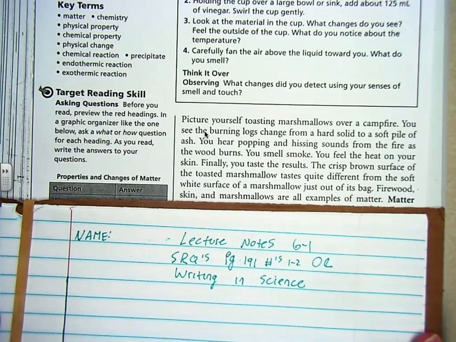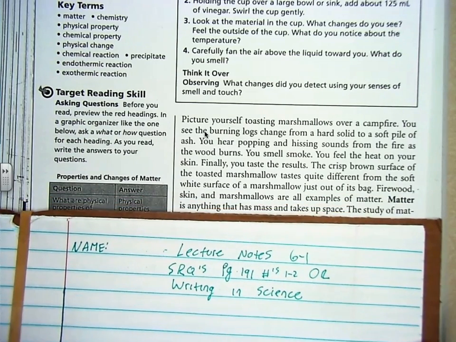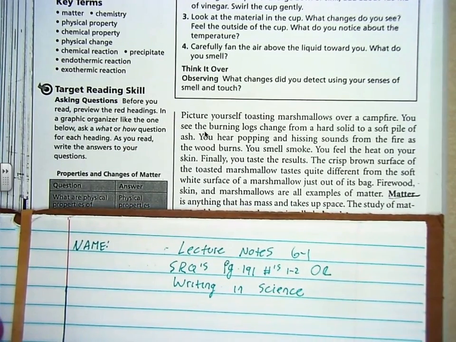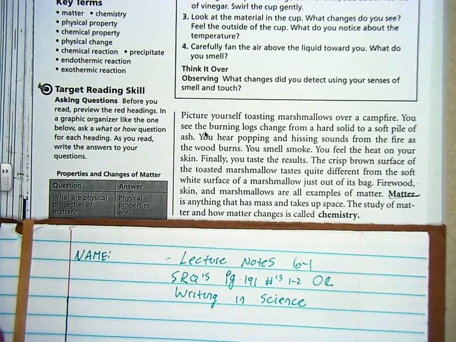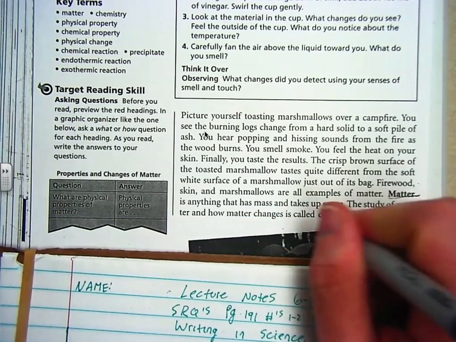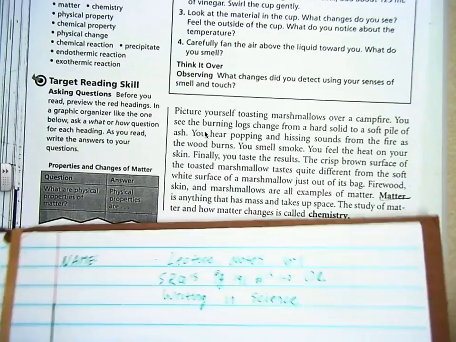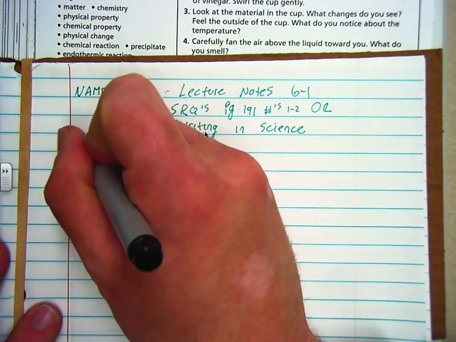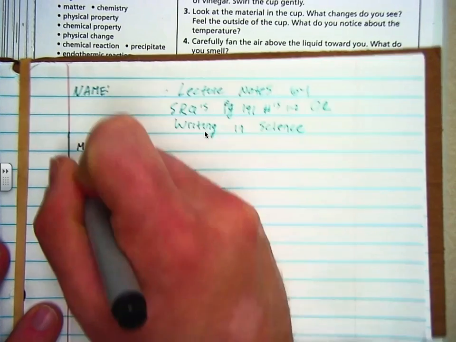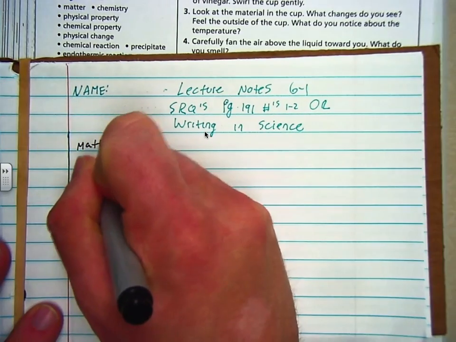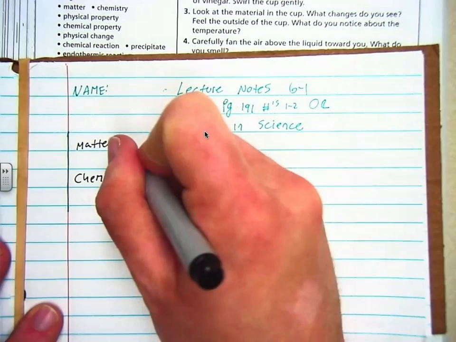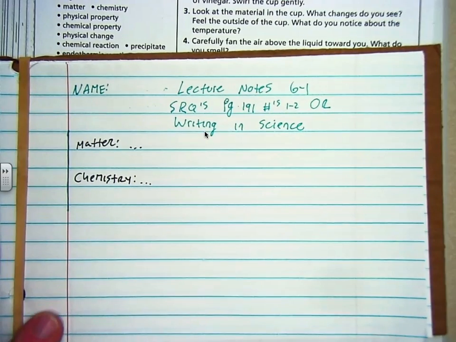Firewood, skin, and marshmallows are examples of matter. Matter, vocab word, is anything that has mass or takes up space. The study of matter and how matter changes is called chemistry. Vocab word. So write it down, and when you're ready, move on to the next page.